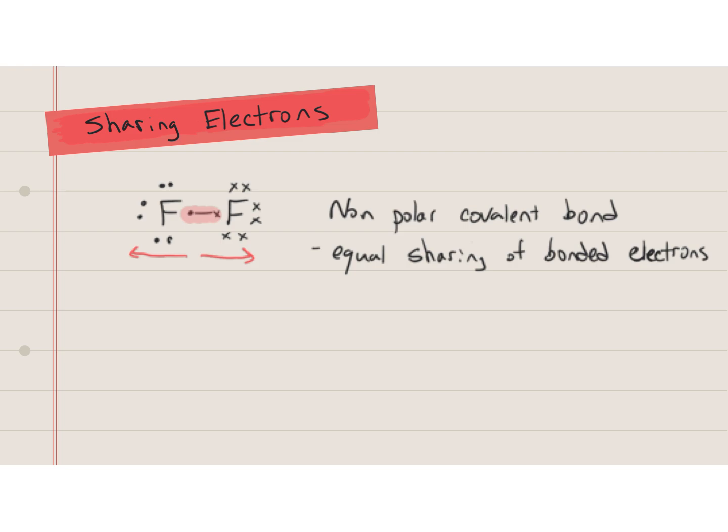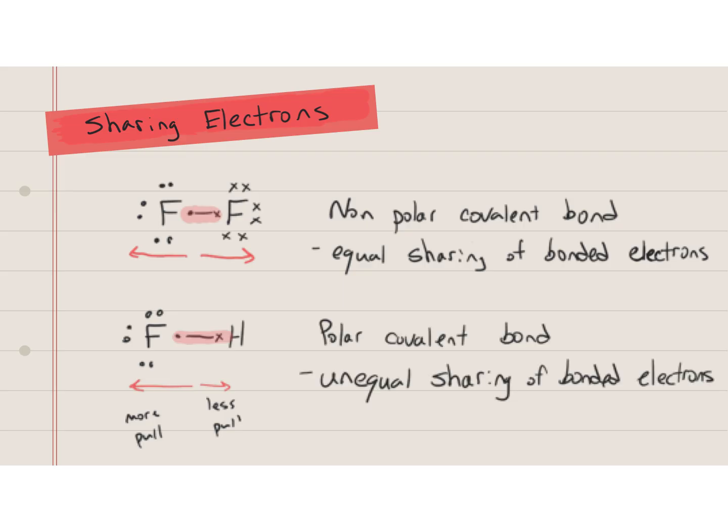But what happens if, for example, instead of a fluorine bonded to a fluorine, I have a fluorine bonded to a hydrogen? Now, fluorine bonded to hydrogen will create a covalent bond. These are two nonmetals. These electrons are going to be shared, but fluorine is pulling on the electrons much more strongly than the hydrogen is. The fluorine has more pull, and so this is what is referred to as a polar covalent bond, where the two elements are sharing electrons, but unequally.